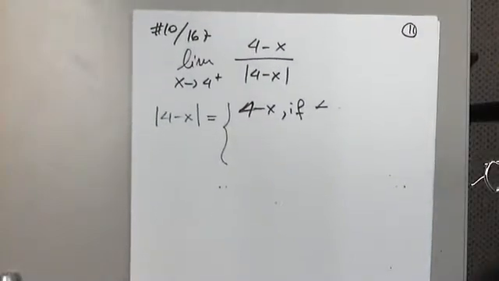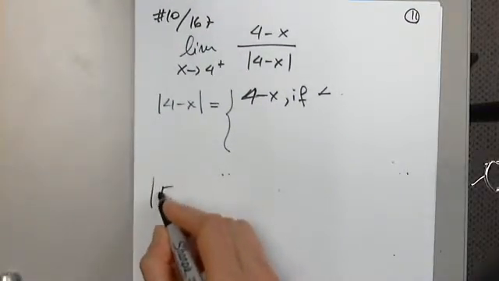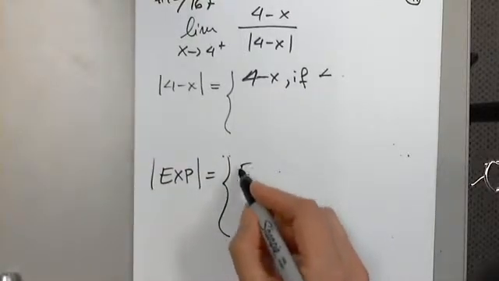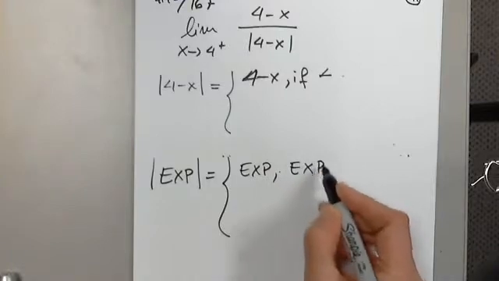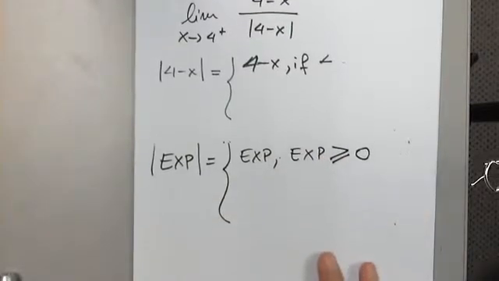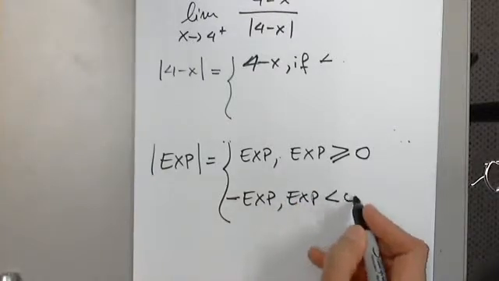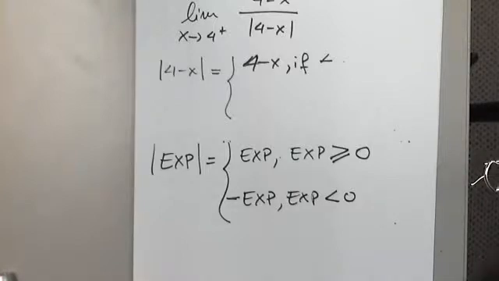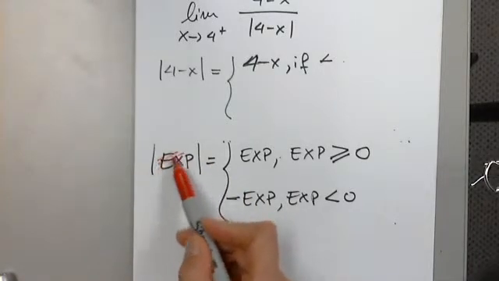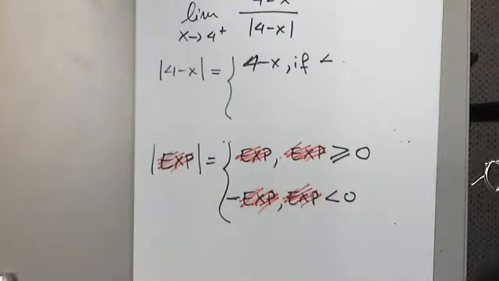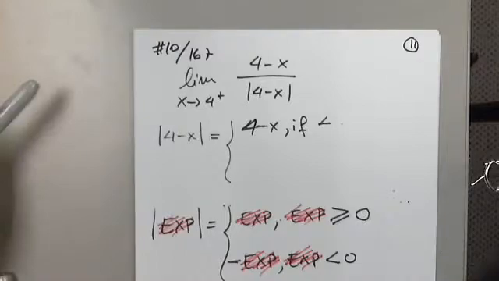Okay, we're not sure about the definition. Let's write the definition. Any expression in absolute value is the expression if the expression is greater than or equal to 0, and it's the opposite of the expression if the expression is less than 0. All these have to be identical. So when you dictate to me, please dictate the identical expression. I'm ready.